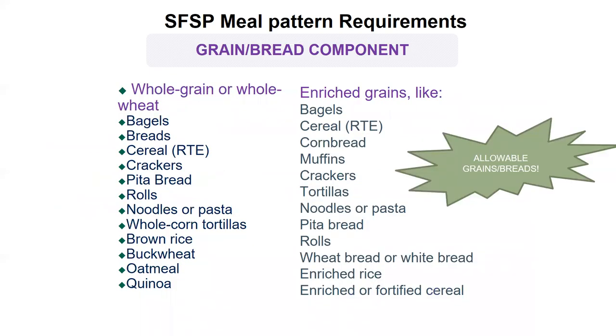So for SFSP meal pattern, as I previously mentioned, you can meet that meal pattern by offering whole grain or whole wheat bread grain offerings, or you could do it just by doing enriched white grains or a combination of the two, whatever you prefer. So whole grain or whole wheat items like bagels, bread, ready-to-eat cereal, crackers, etc. And then also enriched items like bagels, cereal that's ready to eat, muffins, crackers, tortillas, etc. All of that is allowed to be counted under the SFSP meal pattern.